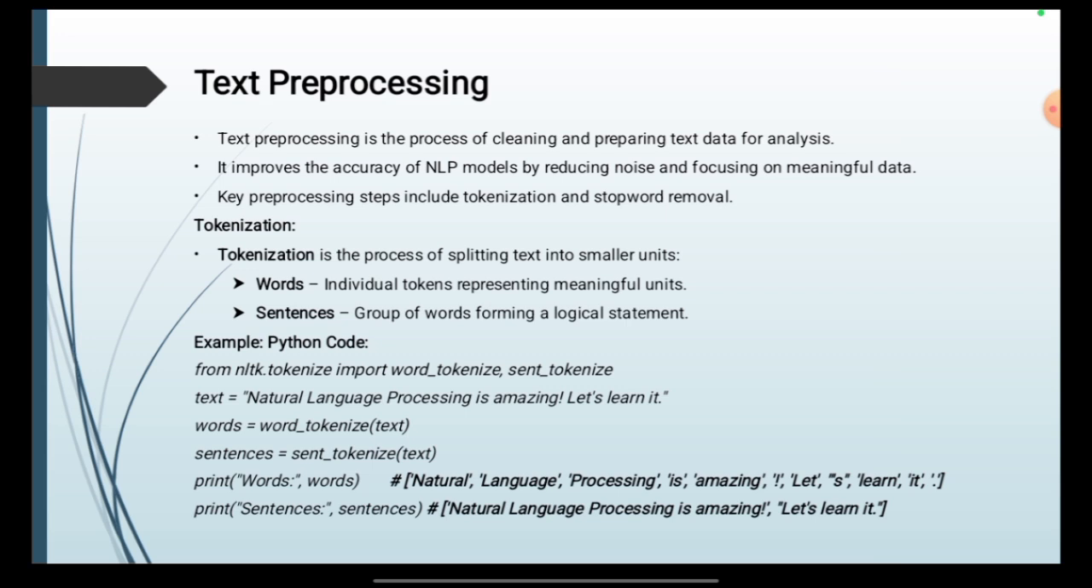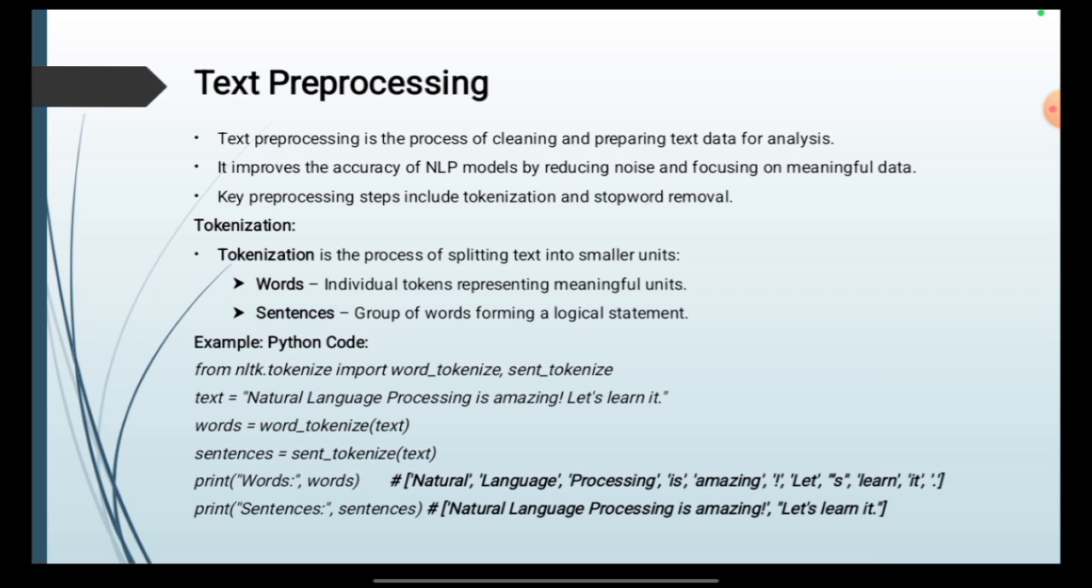print(sentences) gives Natural language processing is amazing! Let's learn it. So from this part we get to understand that text pre-processing is a crucial step in NLP that involves cleaning and preparing text data to improve the accuracy of models by reducing noise and focusing on meaningful information. It includes various steps such as tokenization and stopword removal.